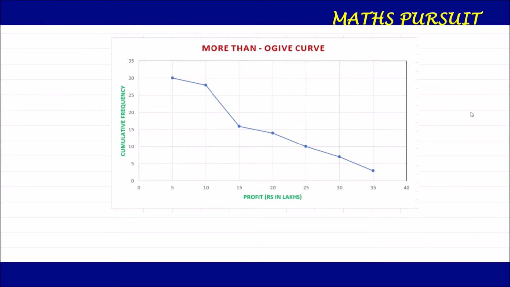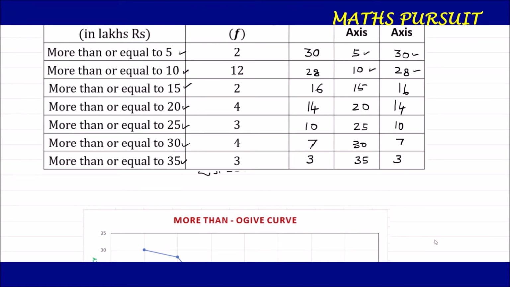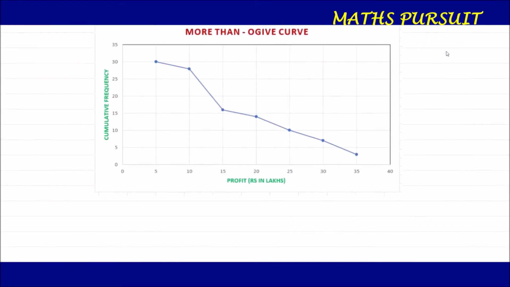Now if you look here, the first coordinates that we have are 5, 30. The second one is 10, 28. Let us look at these things. 5, 30. On the x axis it is 5 and on the y axis it is 30. So if you look here at the curve, you could see that on the x axis this is 5 here, and on the y axis it is 30 here.